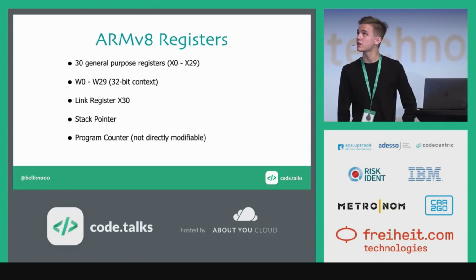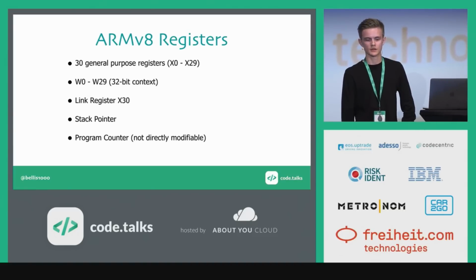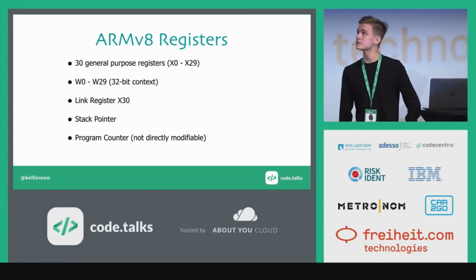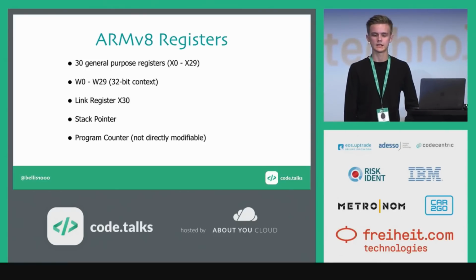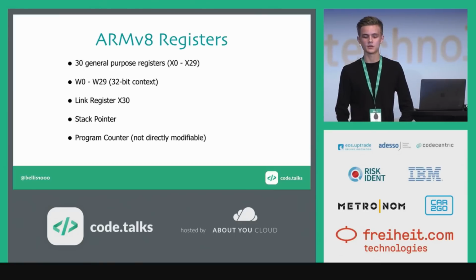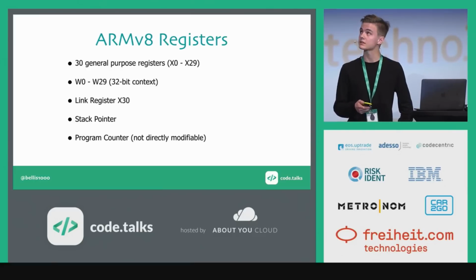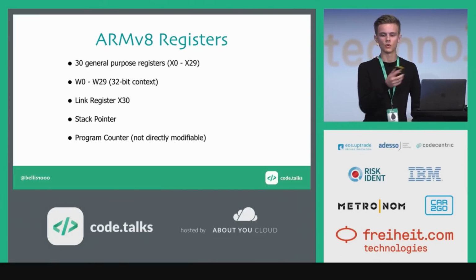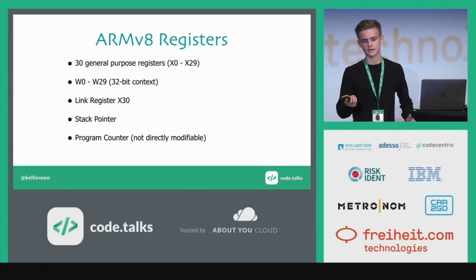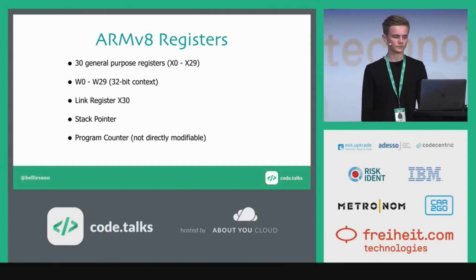And with the registers on ARMv8, we have a different set of registers. This time we have 30 general purpose ones, so quite a few more. These are labeled with X's, so we have X0 to X29, and those are all 64-bit registers. But you can also use them in a 32-bit context if you use W to reference them. That will essentially just ignore the upper 32 bits, acting as a 32-bit register.